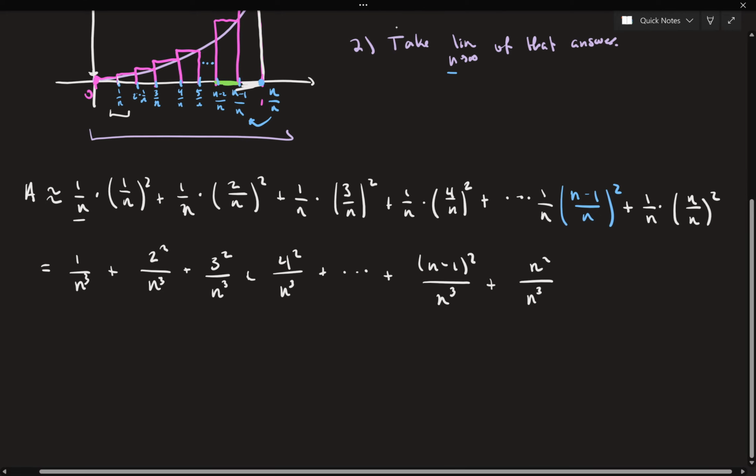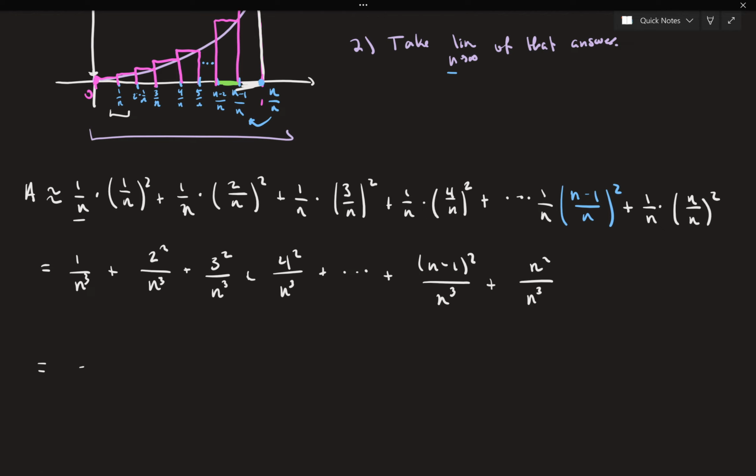So now I'm just looking to simplify it. I'm going to bring everything on the same denominator because everything's got the same denominator. And I've got 1, 2 squared, 3 squared, 4 squared. Got all the numbers in between. I've got n minus 1 all squared and n squared.